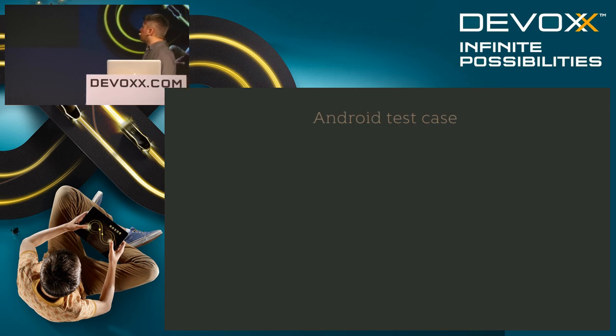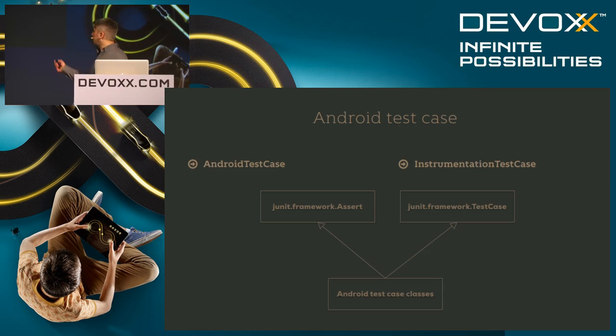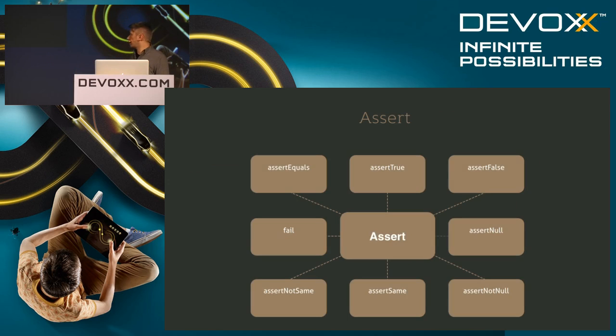Now, the two main groups of tests on Android are really the Android test case and instrumentation testing. This is a little bit of a misleading diagram. You can't extend those two classes. Basically, test case extends from assert. But what I wanted to tell here is that when you are writing tests with the instrumentation framework, you can have a few assertions already available to you. So that's what's available in the Android SDK.